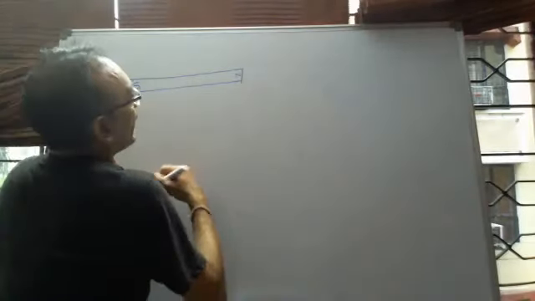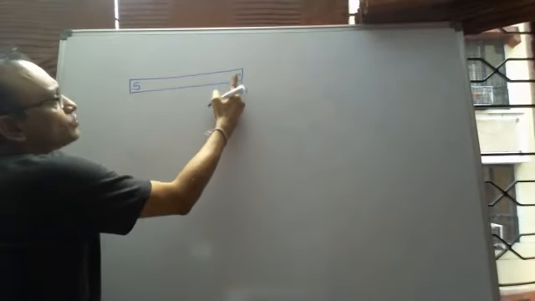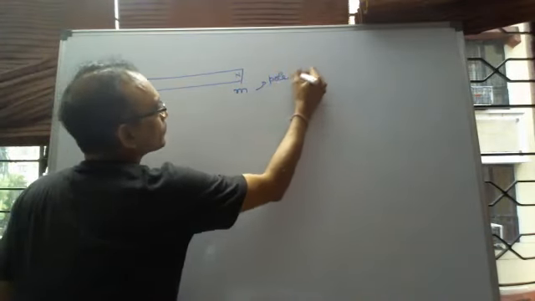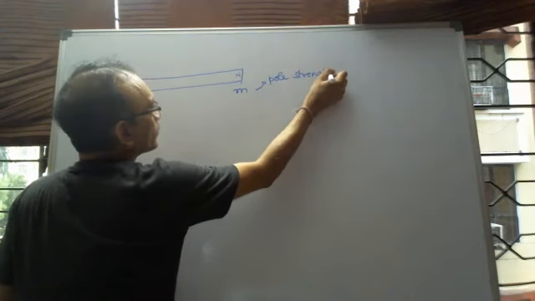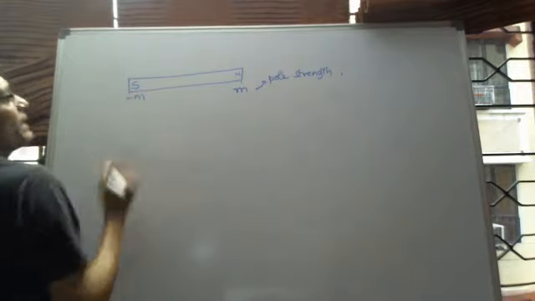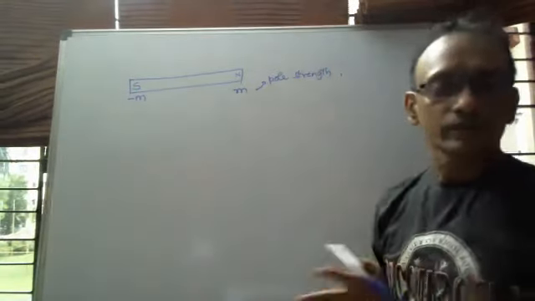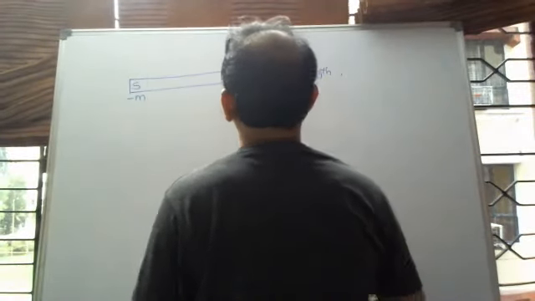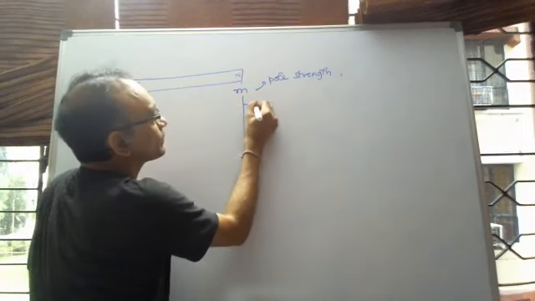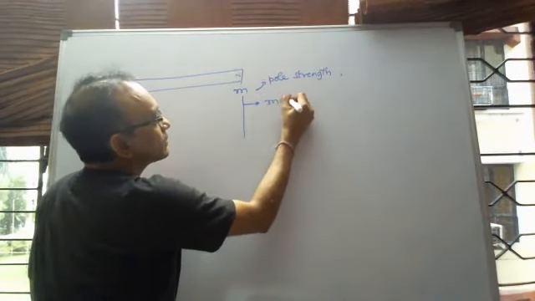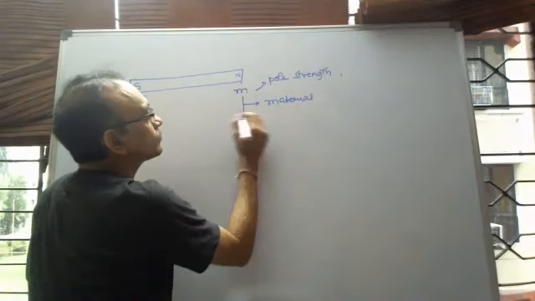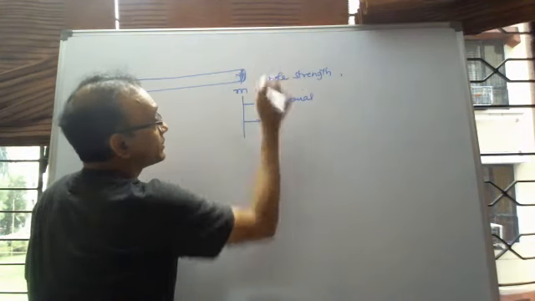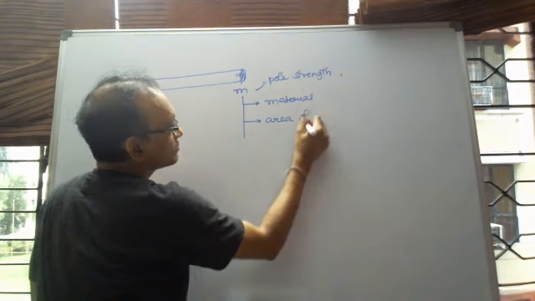Also, each pole has a strength. If this north pole has a strength plus n, pole strength, and this south will then have a pole strength minus n in a given magnet. This pole strength will depend on the following: the material of the magnet. 2, it will depend on the area of cross section. ये area of cross section पर depend करेगा.